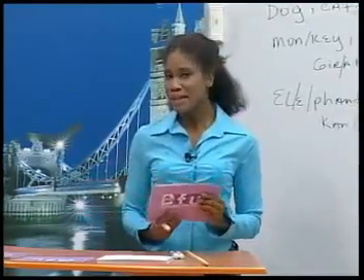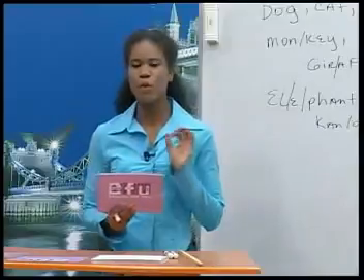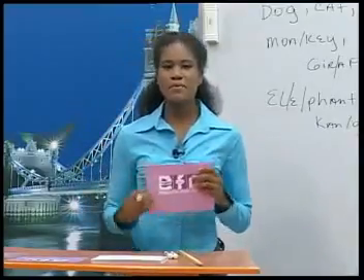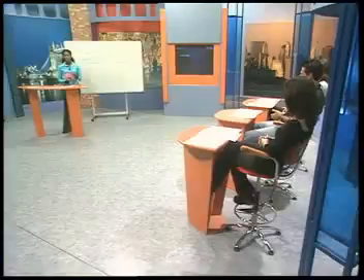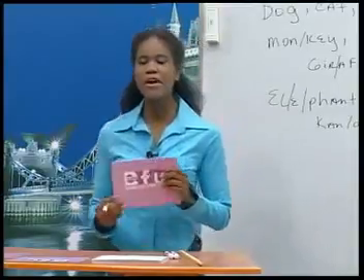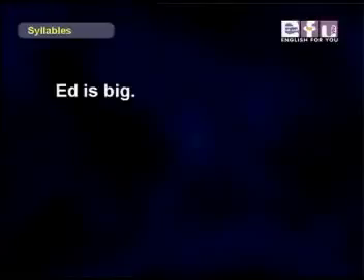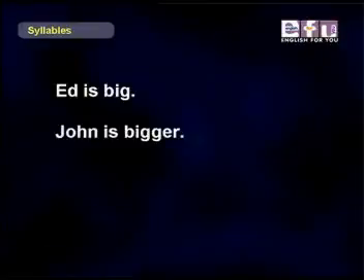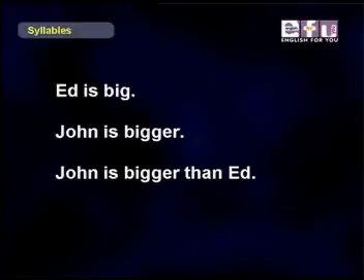Now let's look at the spelling of comparative adjectives in one syllable form. Remember that the 5 vowels are A, E, I, O, U, and sometimes Y. All the other letters are called consonants. Let's look at these special forms. Take a look at some examples. Ed is big. John is bigger. So John is bigger than Ed.